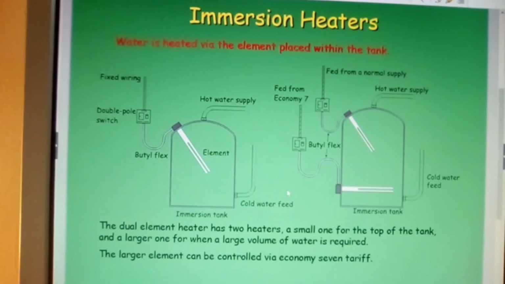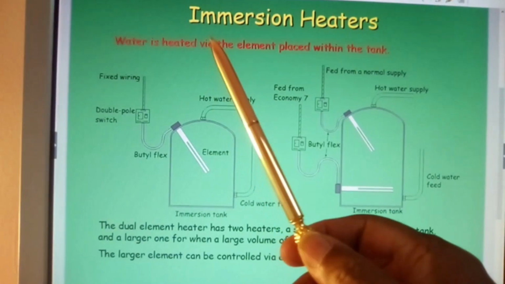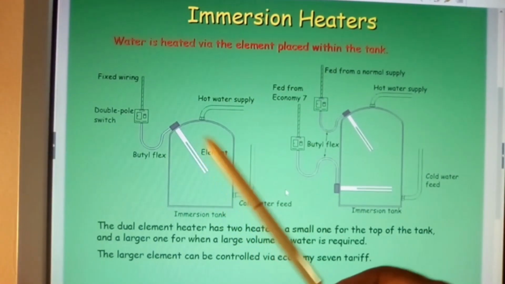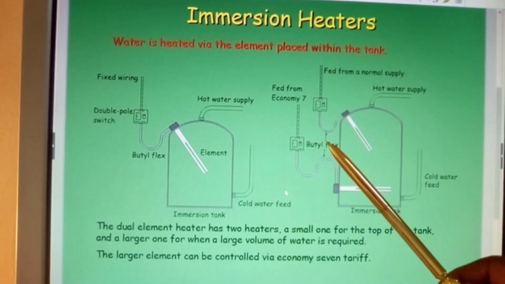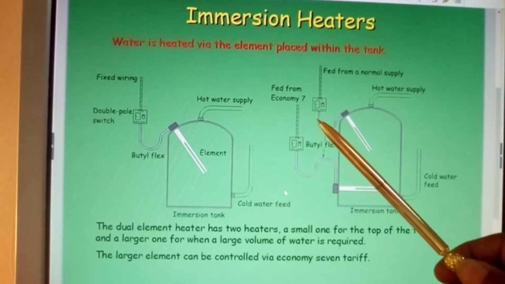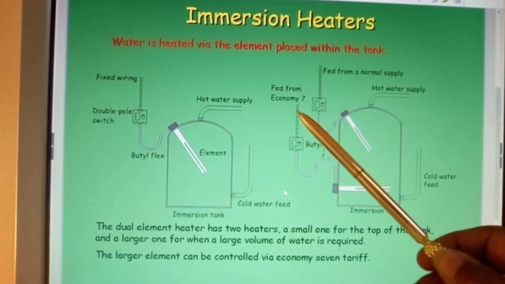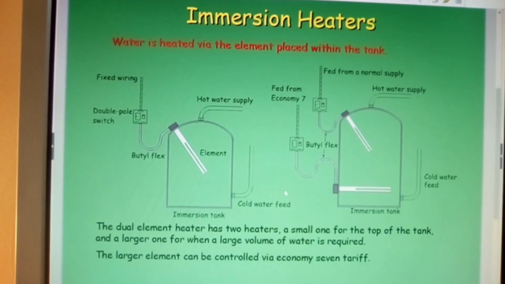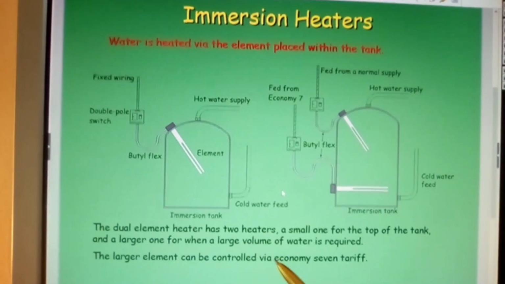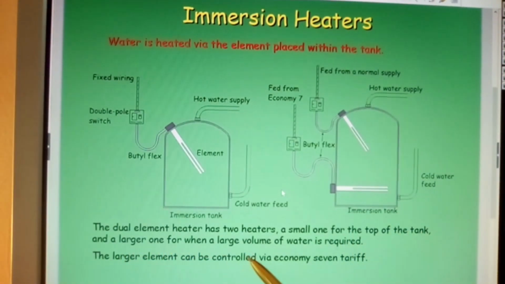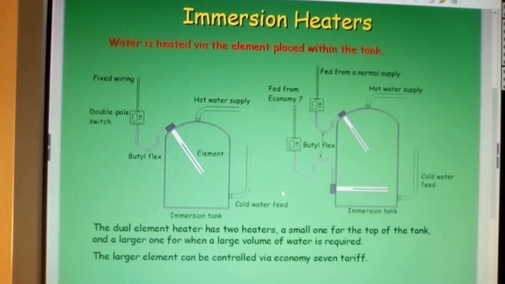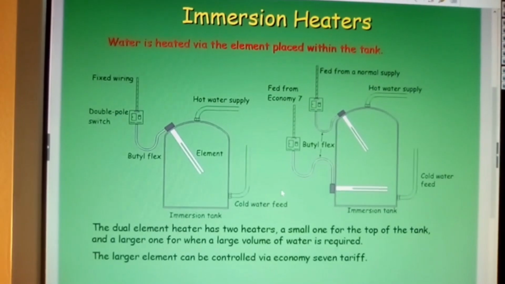And here we have an immersion heater. Water is heated via the element placed within the tank, okay. And you have an economy system where Economy 7 used to exist, but I don't think it does now, where you would have water heated at low peaks of demand. The dual element heater has two heaters, a small one for the top of the tank and a larger one for when a large volume of water is required. Okay. The larger element can be controlled via an Economy 7 tariff.